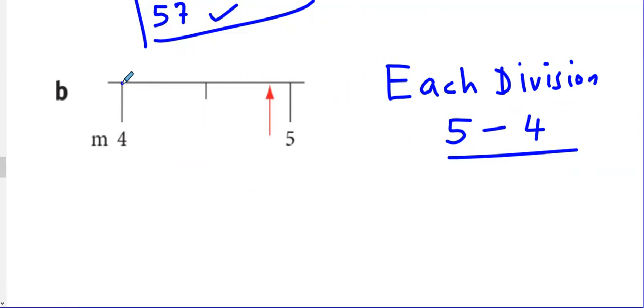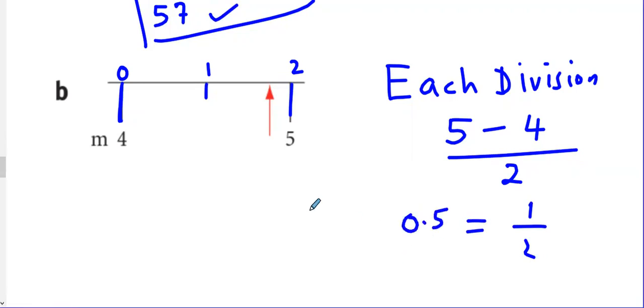Now count the number of lines from 4 to 5. The first number is counted 0. This line is counted 1, this line is counted 2. So in short, from 4 to 5, there are 2 lines. So you divide by 2. 5 minus 4 is 1. 1 divided by 2 gives you 0.5, meaning each line here is 0.5. So this is 4, and this will be 4.5. Now this reading here is very close to 5, but this is 4.5. One can say this will be 4.6, 4.7.